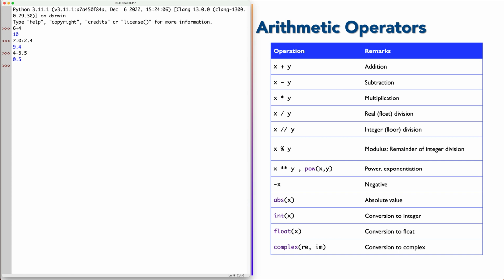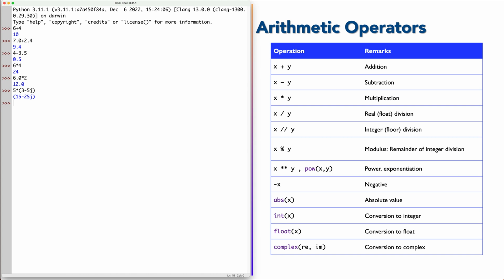Also, we notice that the same thing goes with the multiplication. Again, if we use float, it will be a float. Also for complex, for example, if you use complex numbers, 3 minus 5j.